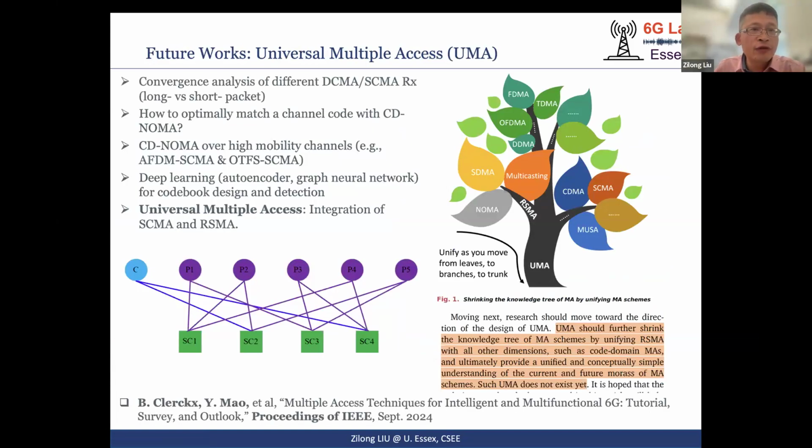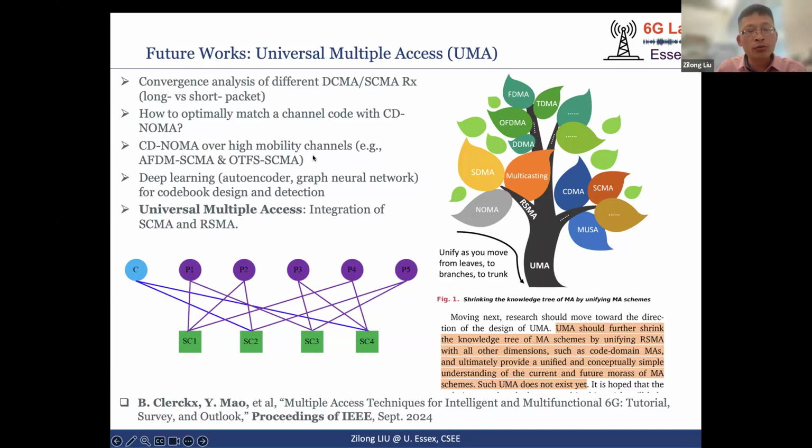And finally, we have some future work. Number one, we believe that it is very important for us to develop some tool to analyze the convergence for the different code-domain NOMA systems, in terms of long packet and short packet transmission. And secondly, how can we optimally match a channel code to a code-domain NOMA system. For that, we believe that such a convergence analysis might be useful.